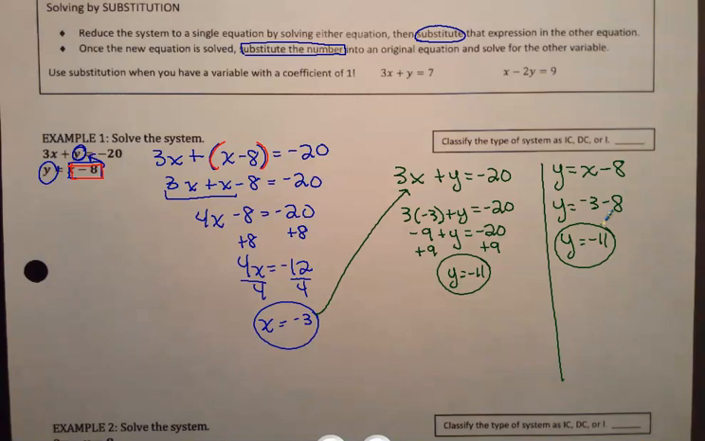Our solution is a coordinate. It's negative 3, negative 11. Right? That is our solution. So classify this type of system. Is it independent consistent, dependent consistent, or inconsistent? Okay, if it has one solution, right, then we know it's IC. It's independent consistent. So substitution. We're doing substitution, substitution, more substitution. That's what it's all about.